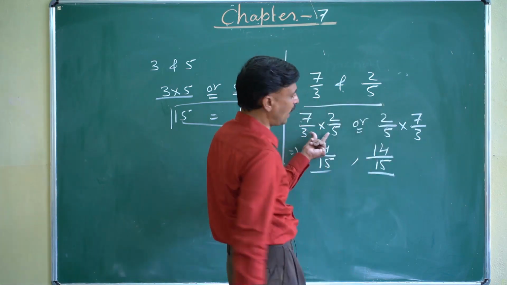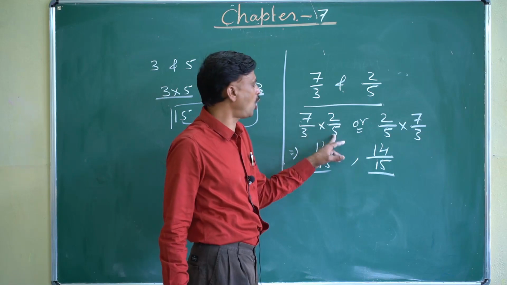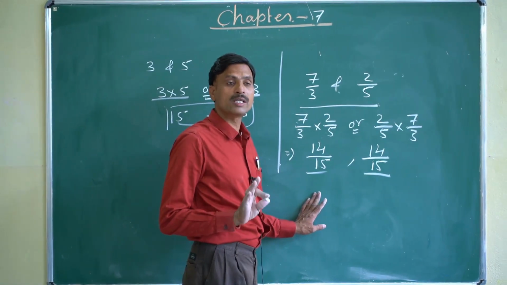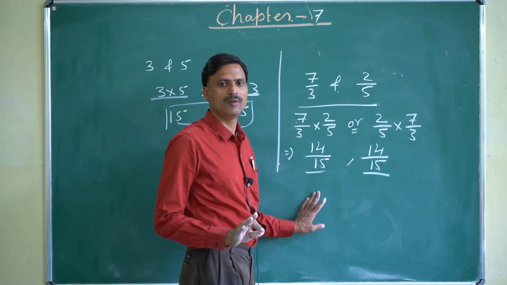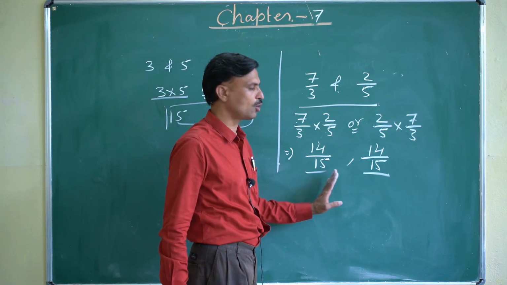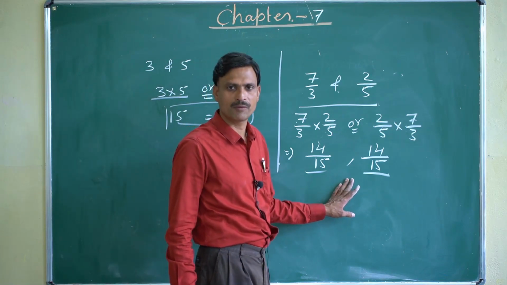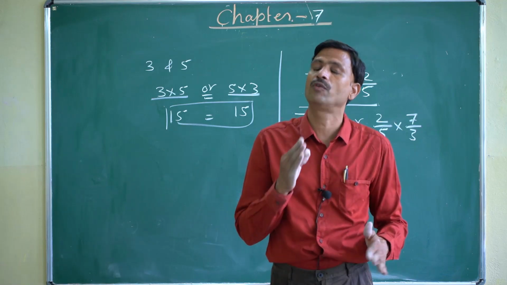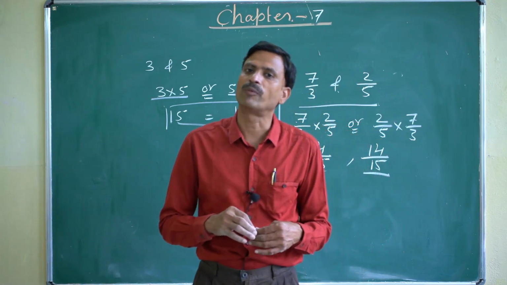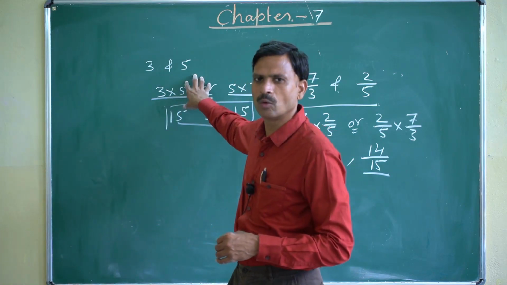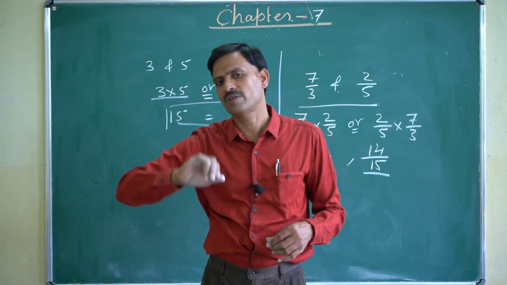So I am telling you that if you change the order of two fractional numbers, there will be no change in the result. The answer will be the same. This is called the commutative property of multiplication. The product of two fractions remains the same if we change the order of the fractions. The same thing holds for whole numbers also. So this was the first property.